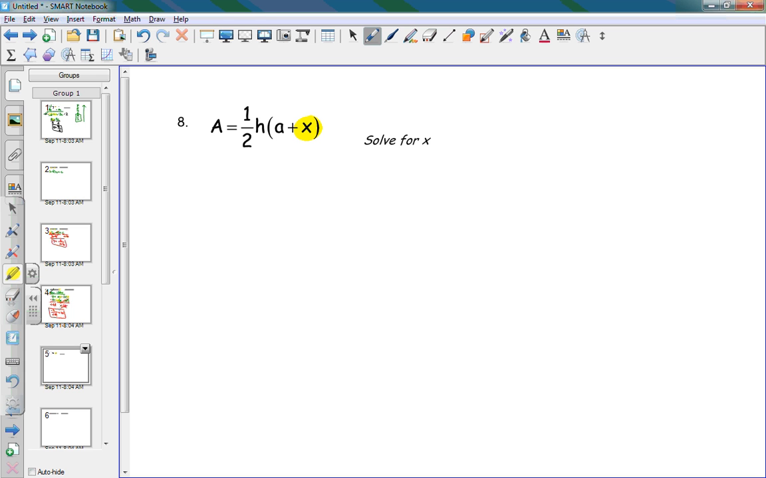And as soon as we see a fraction, we always see what? Freak out. We freak out. So why don't we just take one step at a time and say, how can I get rid of that 1/2? Times it by the reciprocal. So what's the reciprocal of 1/2? 2. So I'm going to have 2A, and that's capital A, so please be certain that you write capital A, is equal to h times a plus x.